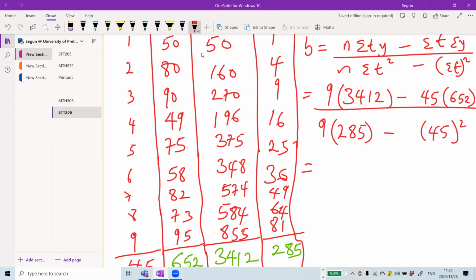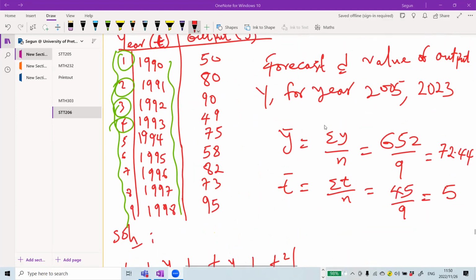Yes, those who have raised up your hands. So the first one, summation Y. I think I'm using the wrong figure there. Okay, it's okay, sir. Yes, Miracle. Are you still raising up your hands? Okay, let's continue.